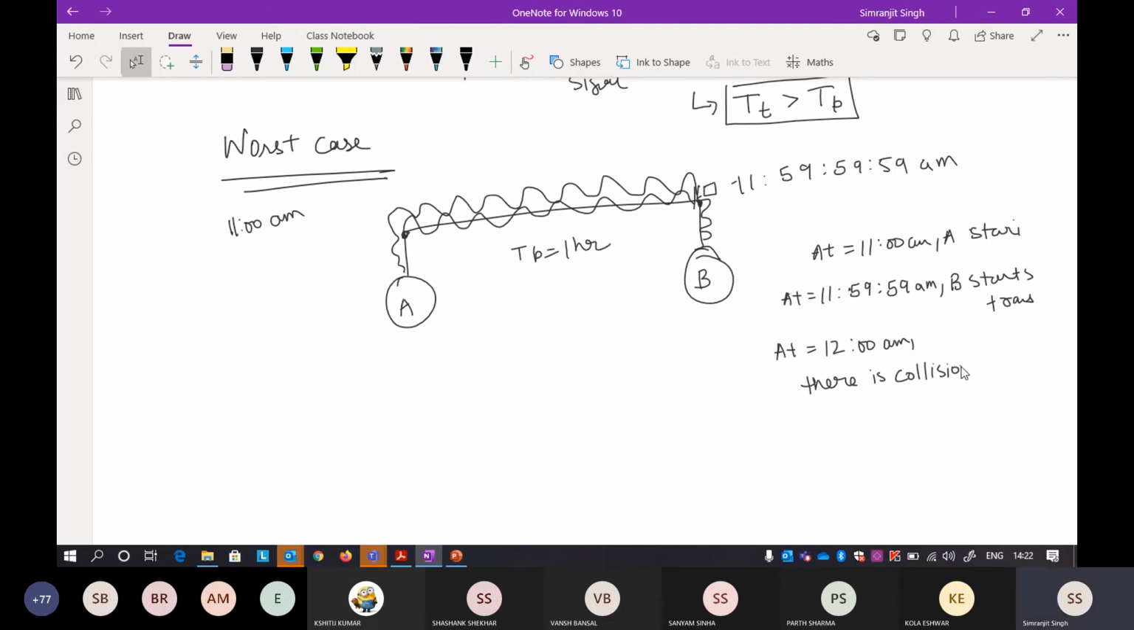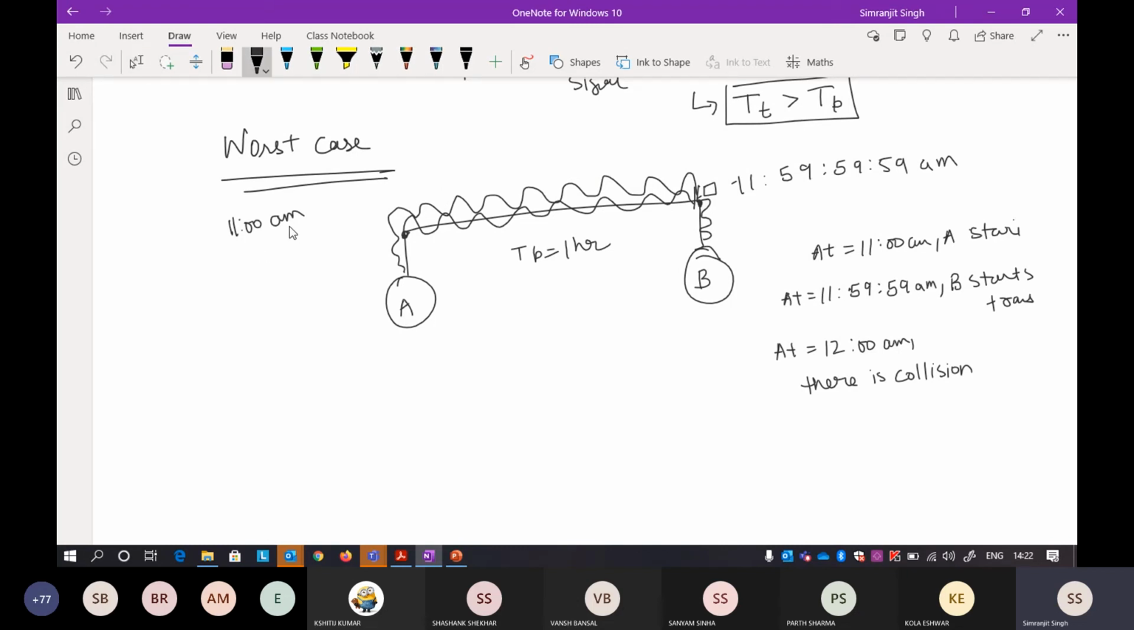Okay, so when it puts the packet onto the link, suppose there will be a collision at 12. Now when station A gets the collision signal back, it will get it after 1 hour. Okay, so after 1 hour, this is the worst case.